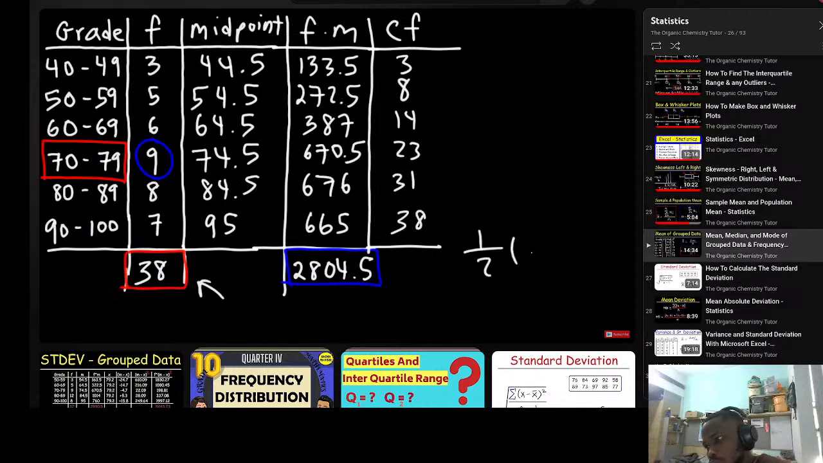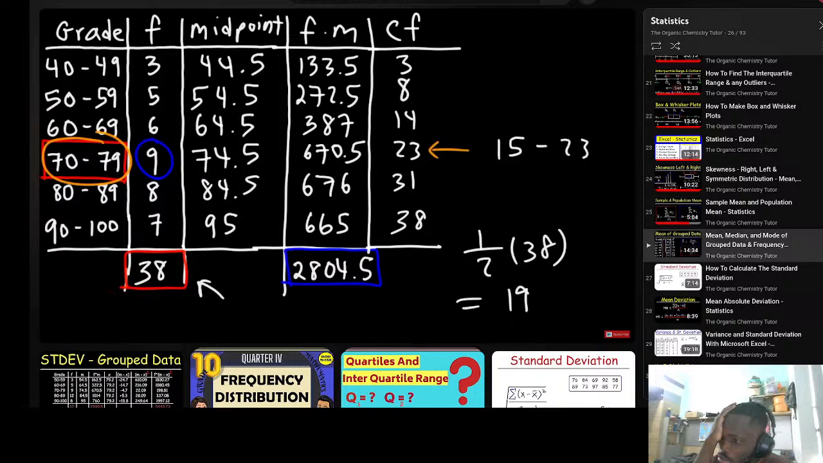And half of 38 is 19. So the middle number is basically the median. 19 is somewhere between 14 and 23. So after 14, we're going to be done with this interval. 23 is in this interval, between 70 and 79. That interval starts with the number 15 and it ends in 23. And so 20 is in that interval. So the median is somewhere between 70 and 79 as well.